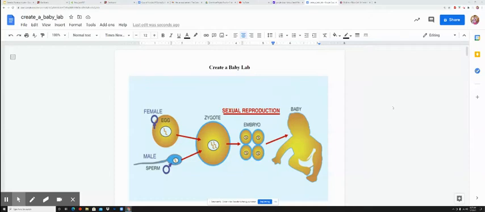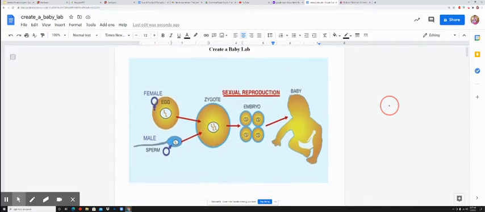Right, students, you're going to do this Create a Baby Lab. Don't get excited, but it's just a simulation of how traits are passed on from the male and female to the offspring. So I'm going to go over the instructions of how to do this, so pay attention.